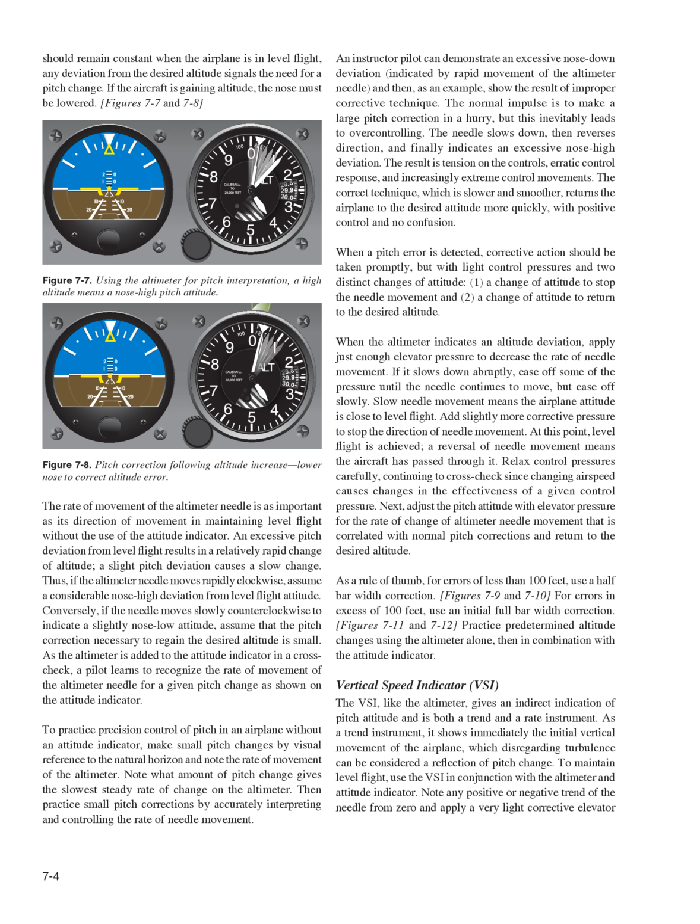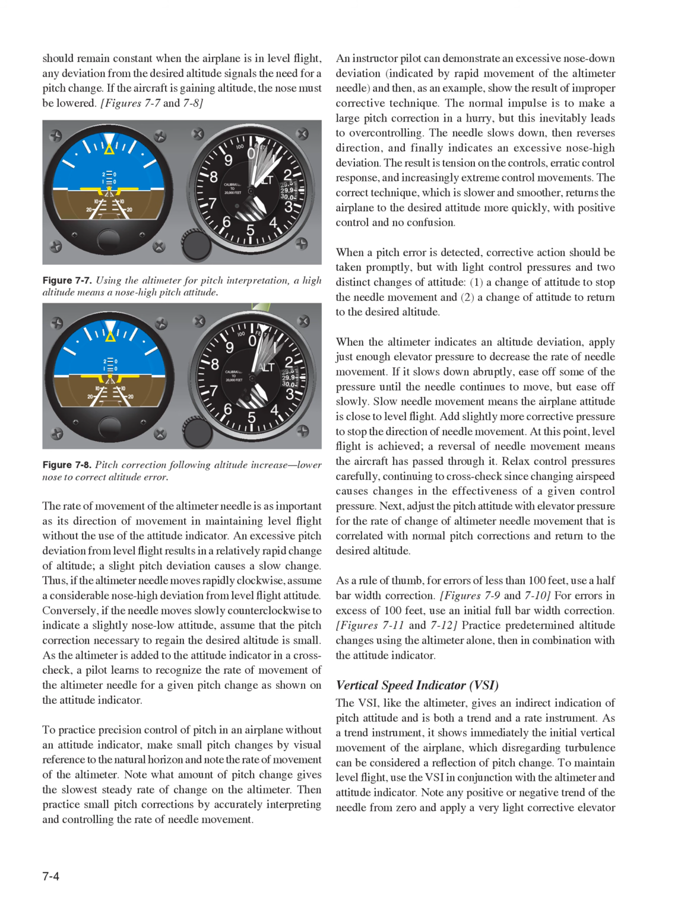To practice precision control of pitch in an airplane without an attitude indicator, make small pitch changes by visual reference to the natural horizon and note the rate of movement of the altimeter. Note what amount of pitch change gives the slowest steady rate of change on the altimeter. Then practice small pitch corrections by accurately interpreting and controlling the rate of needle movement.